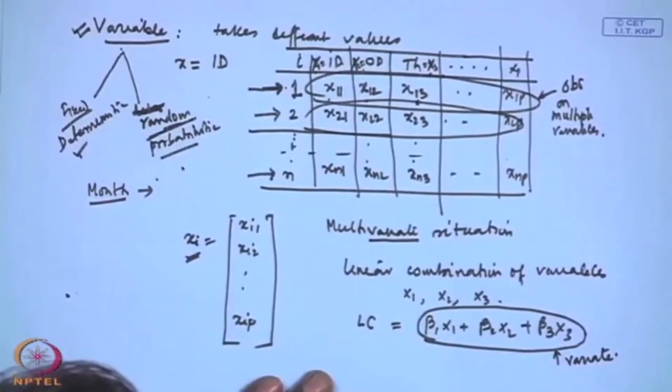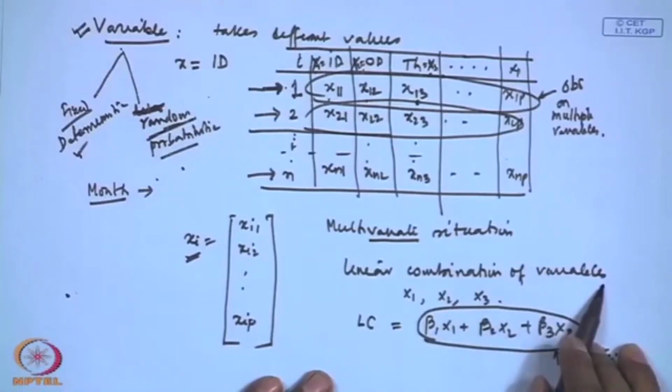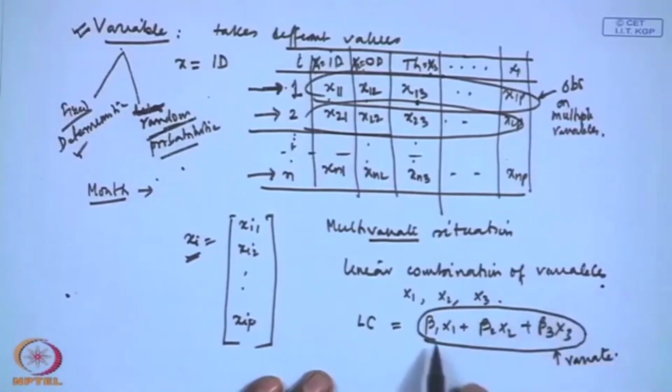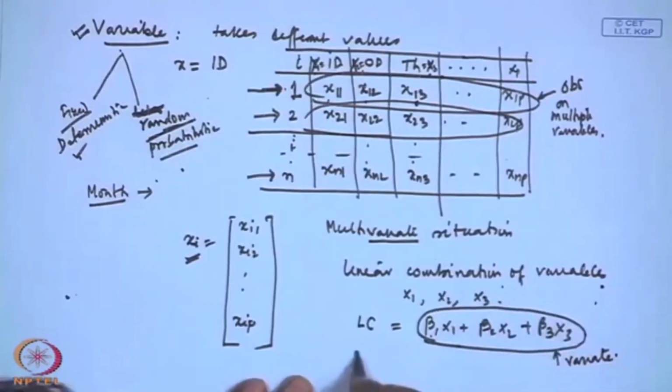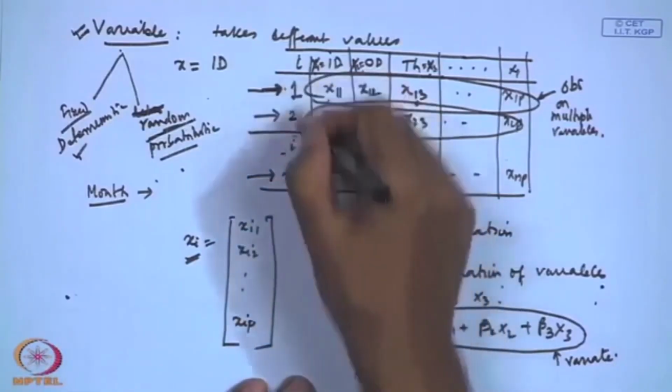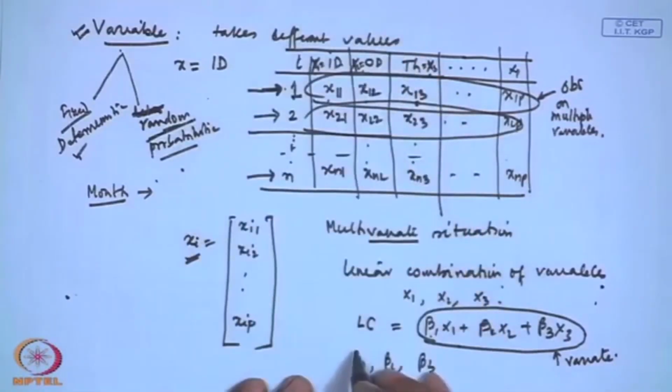And then what is the definition of variate? Linear combination of variables with empirically determined weights. So, that means beta 1, beta 2 and beta 3 will be determined based on observations. There are n observations, so we will be able to determine all those values. So, weighted linear combination of variables where the weights are determined empirically, that is variate.